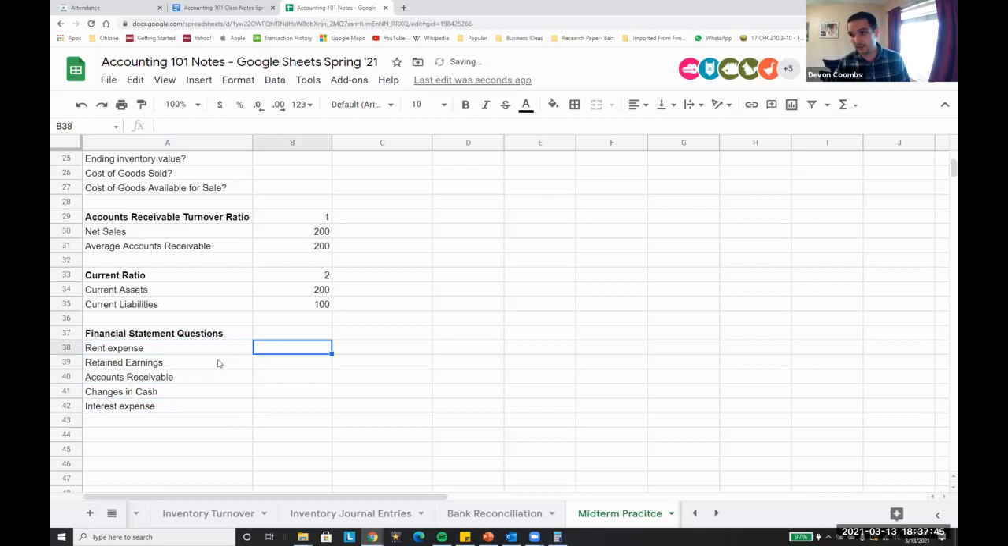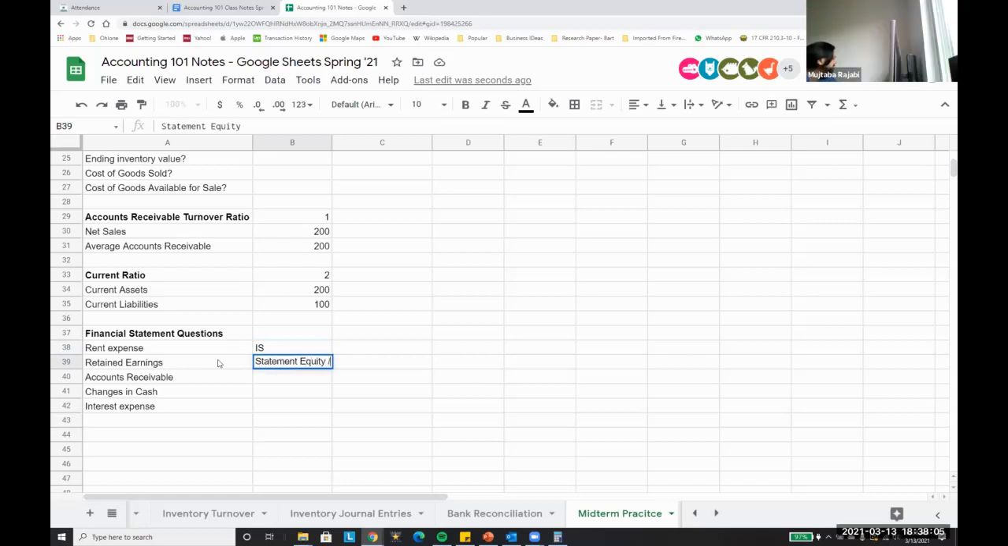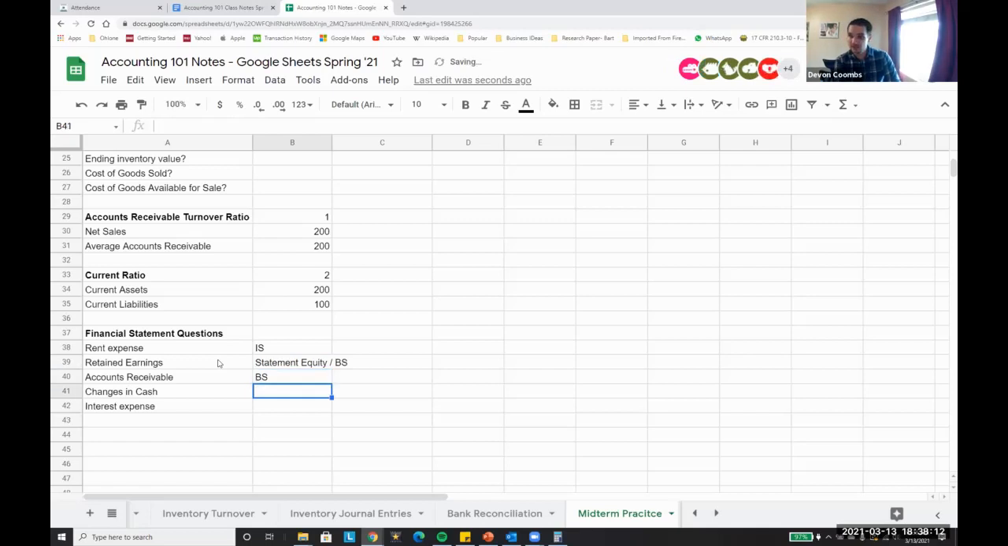Rent expense, what financial statement? Income statement, balance sheet, or statement of equity? Income statement, right? Good. Retained earnings, where does it show up? Equity. Yes, statement of equity and balance sheet. Accounts receivable. Balance sheet. Yep, balance sheet. Changes in cash. Statement of cash flows. Yeah, they got it. And interest expense. Income statement. There you go.